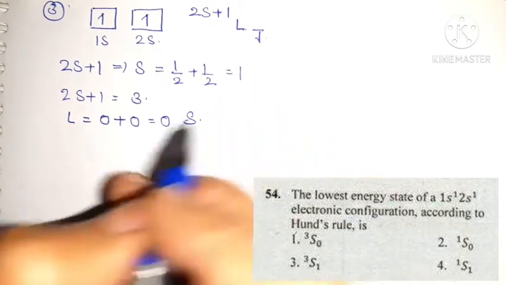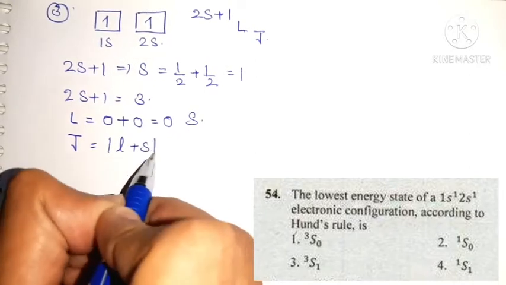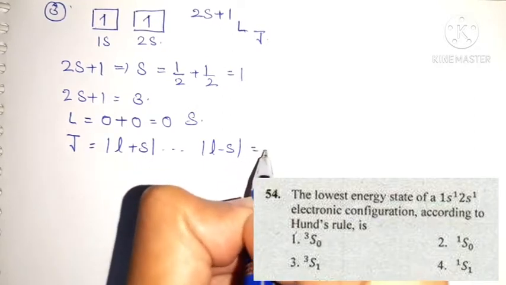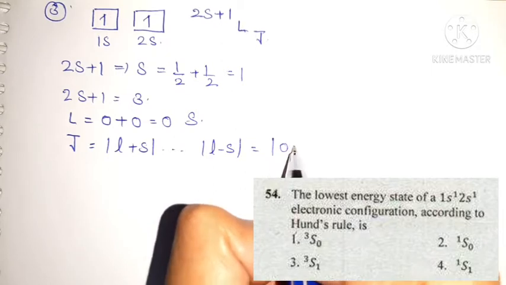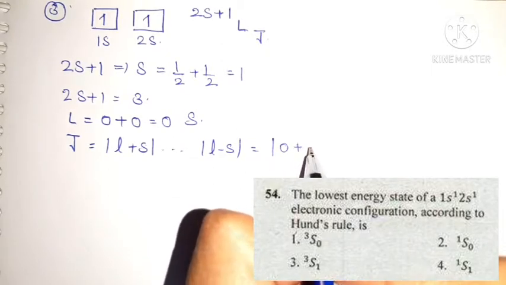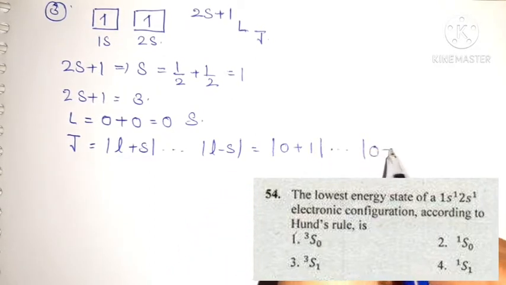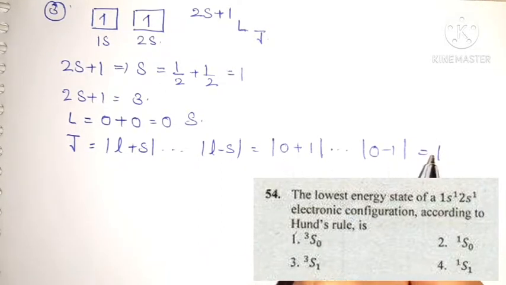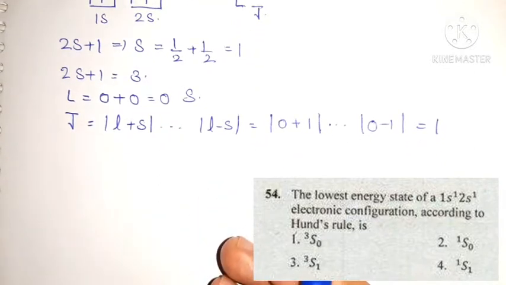Now what about J? You know very well that J is equal to L plus S to L minus S. Okay, so in this case L is 0 and S is 1, so 0 plus 1 to 0 minus 1, this should be equal to 1. So the J value should be 1.